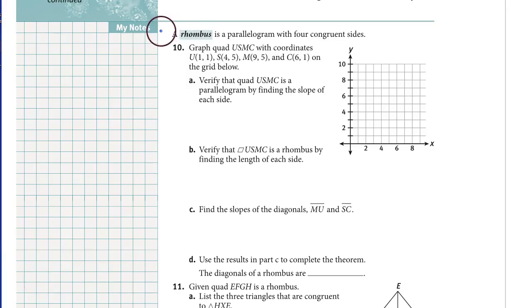Okay, our next vocabulary word is the word rhombus. A rhombus is a parallelogram with 4 congruent sides. So we had the vocab word rectangle, a parallelogram with 4 90-degree angles. And here's the word rhombus, a parallelogram with 4 equal sides.